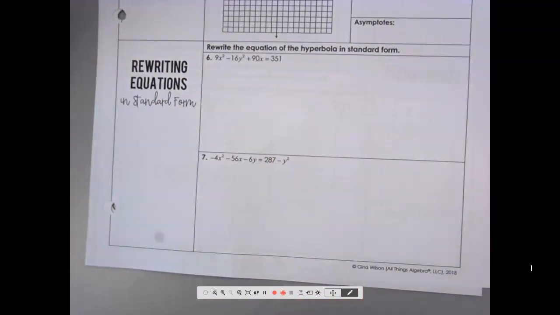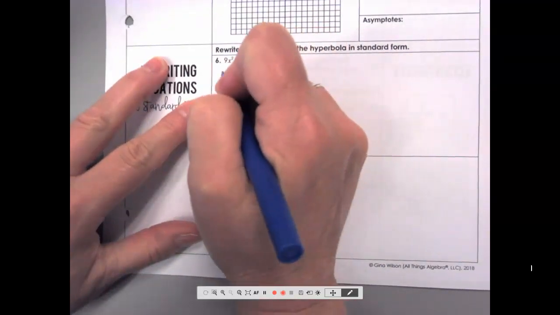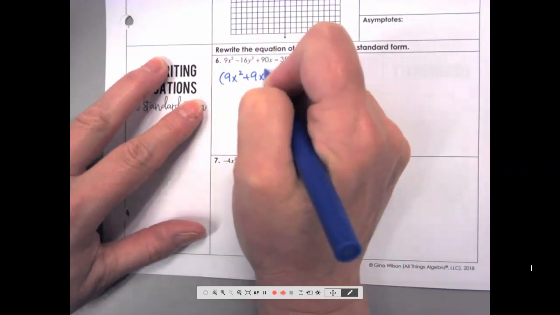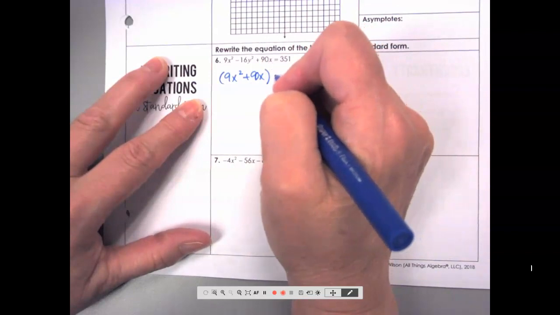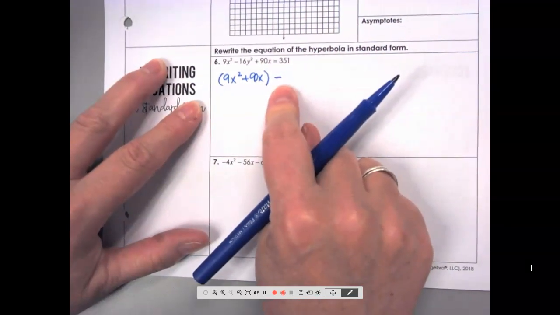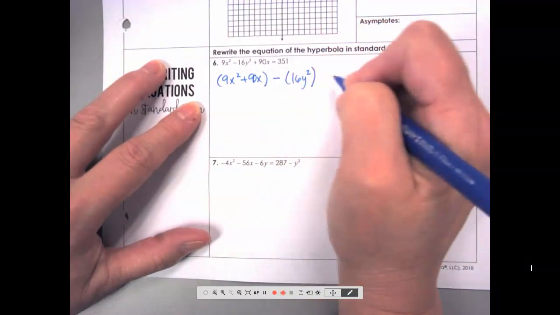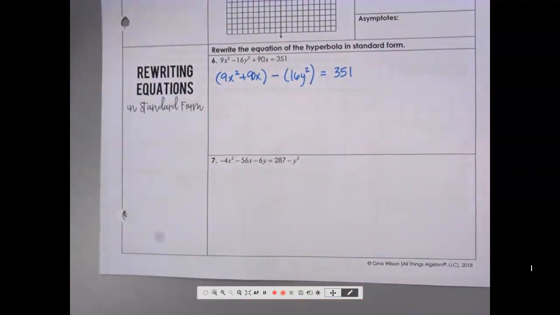Okay, so remember with the ellipse, we started out by grouping x's and grouping y's, right? So I'm going to do the same thing. I'm going to group x's. Oops, that's a 90. And then group y's. Now this is going to stay minus here, and I'm just going to have 16y squared. And then we want the number over there on the right. Eventually, we're going to turn that number into 1, just like with the ellipse.